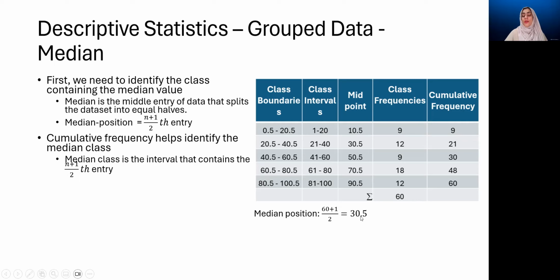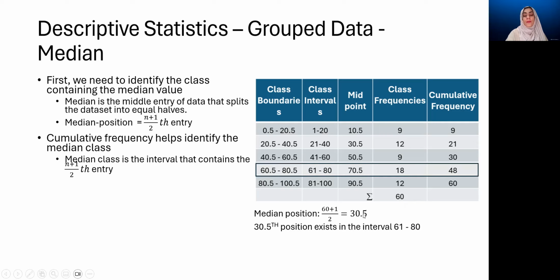Median position comes out to be 30.5. 60 plus 1 divided by 2 gives 30.5. Now we need to identify the class which might be containing this median value. और इसके लिए हम cumulative frequencies को use करें. अब 30.5 value is a value which is greater than 30. तो जिस class की class interval की cumulative frequency is greater than or equal to this value, that will be identified as the median class. The first class interval, which has cumulative frequency which is greater than or equal to the median position, will be identified as the median class.